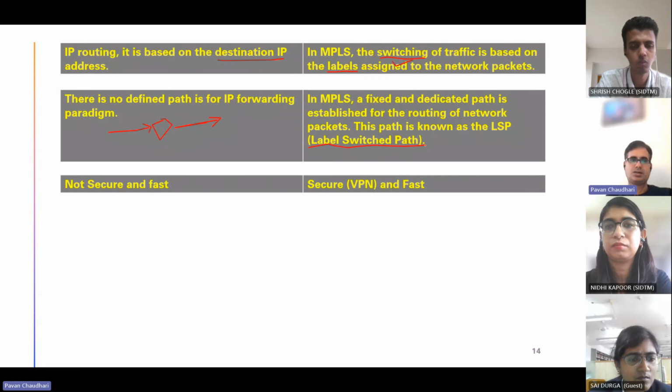IP routing is not secure and it's not fast. It's very slow compared to MPLS. MPLS is very secure. We will see in the VPN section how secure it is, and it is faster compared to IP routing, because here we just switch the packet, we don't process that packet.